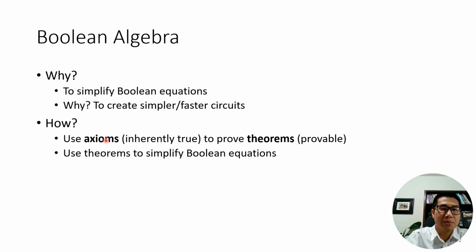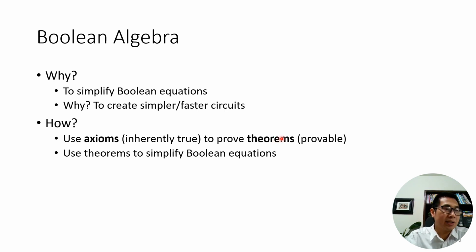So what are axioms? Something that is inherently true. Okay, we don't need to prove it. It's just simply true, and everyone is going to agree with that. And theorems mean something that is provable. We can use axioms to prove some of the theorems, or we can also use other theorems to prove the theorem that we are looking at.